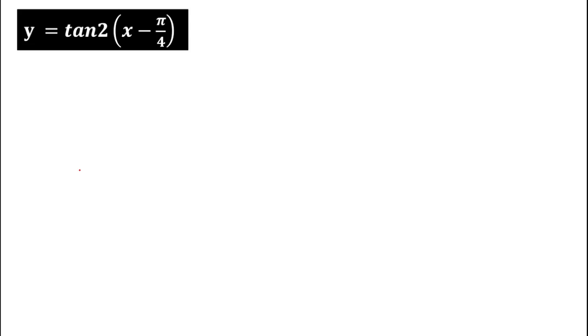Okay, so for the last example here, we have y is equal to tangent 2 quantity x minus pi over 4. In this case, we have b as 2. So if we substitute in our formula for the period of the tangent, that is pi over 2. And then for the phase shift, we just need to equate it to 0. So c is equal to positive pi over 4.